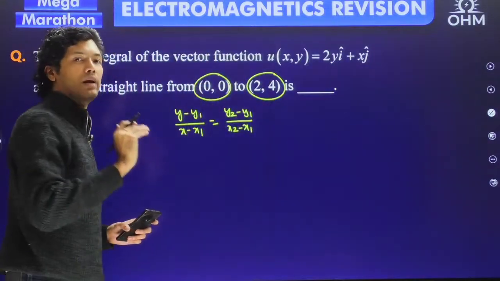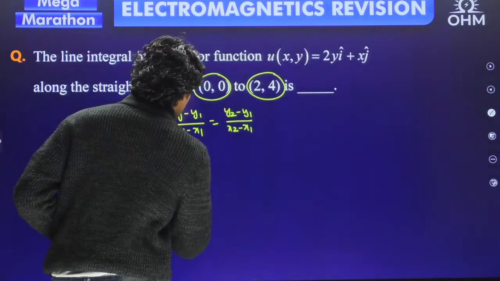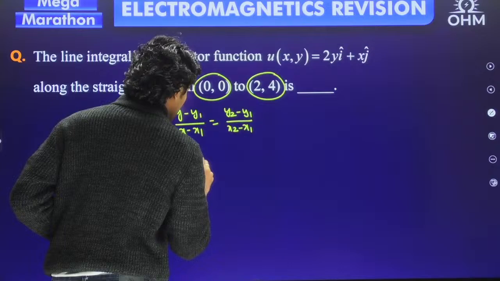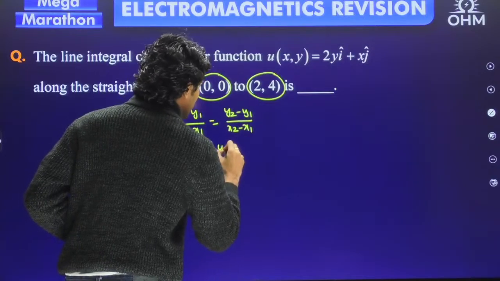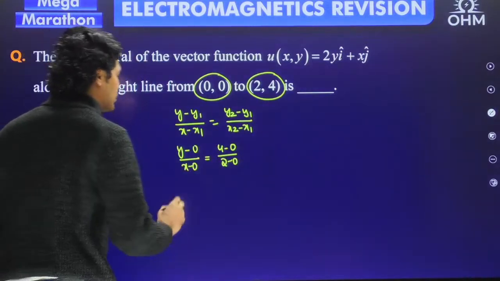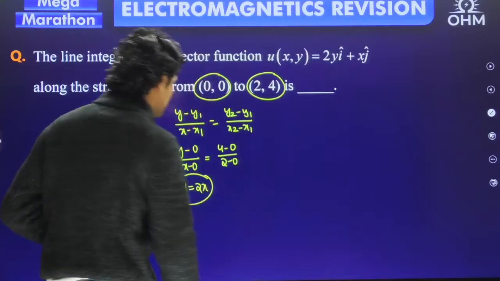In the previous case we required direction. In this case we require the equation of the path. So accordingly you do the logic. y1 is nothing but 0. (y minus 0) by (x minus 0) becomes equal to (4 minus 0) divided by (2 minus 0). 4 by 2 is nothing but 2. So we have got y equal to 2x. So this is the equation of the path.